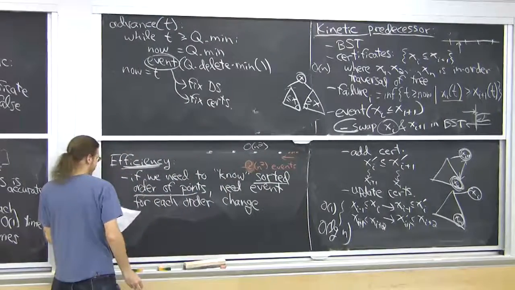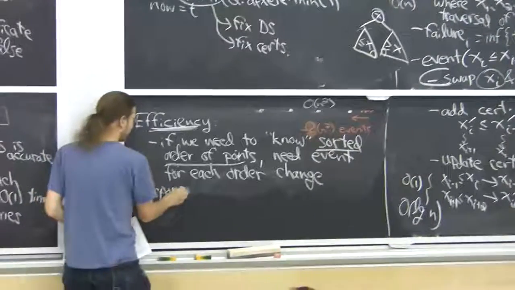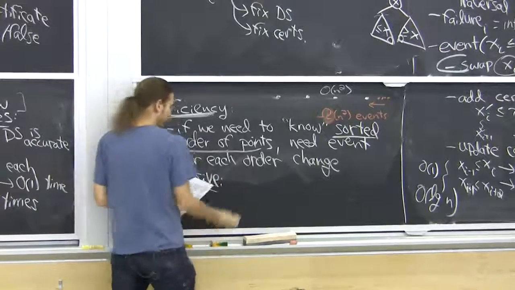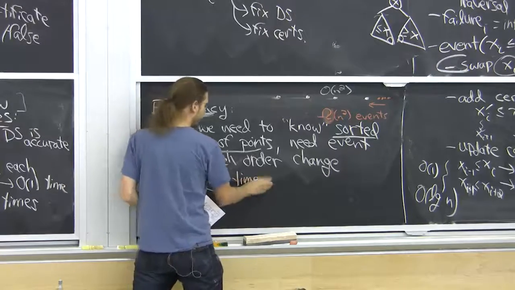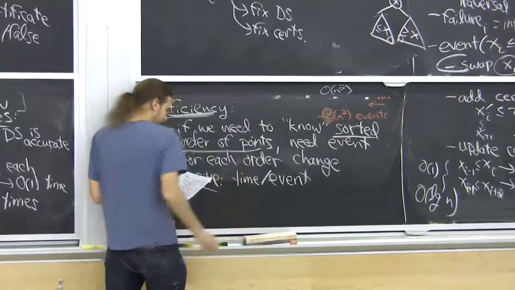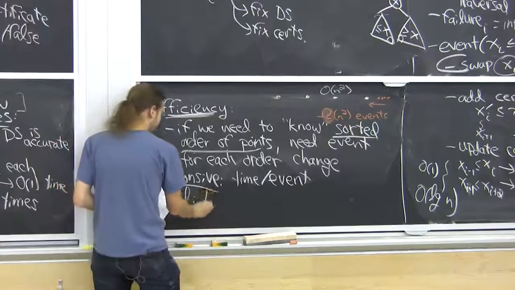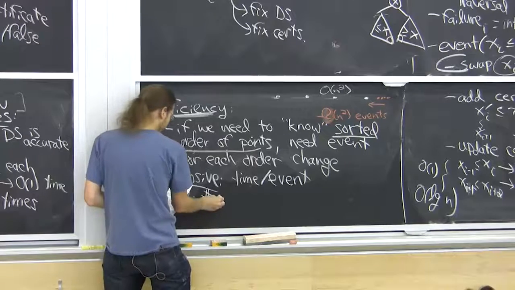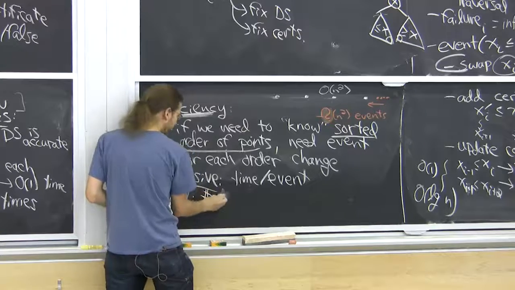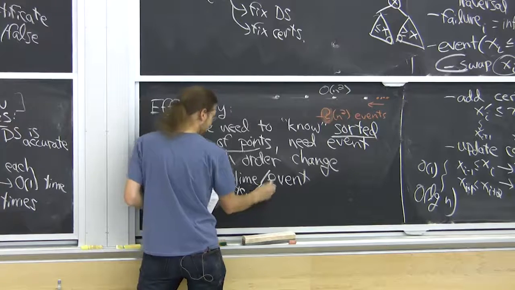There are other things we like to analyze. Efficiency is one of them. We have three others, which I sort of hinted at. There's responsiveness, which is time spent to do an event. So when a certificate is invalidated, how much time does it take to do that? There's locality, which is closely related. This is the number of certificates per data object.